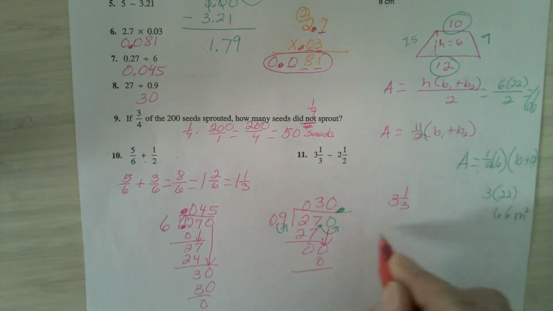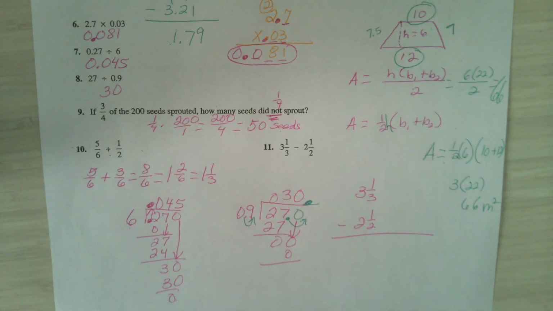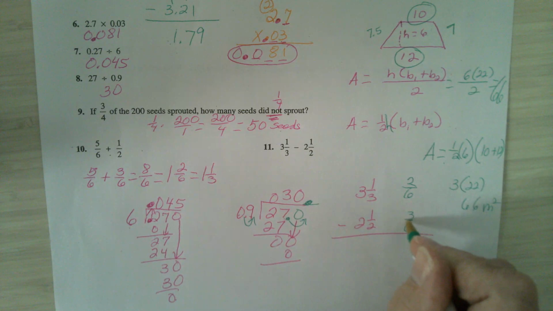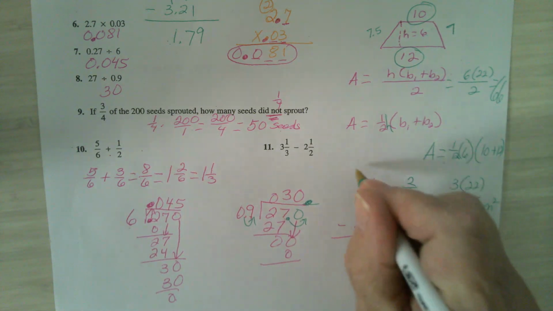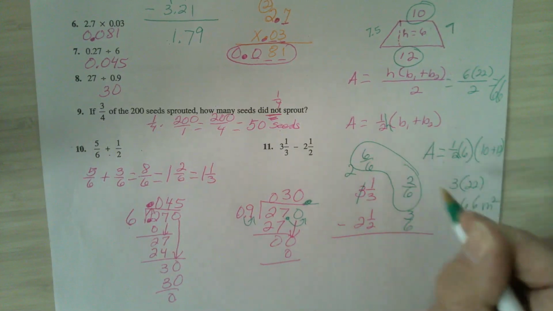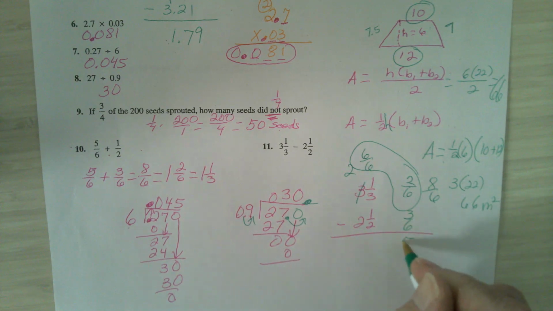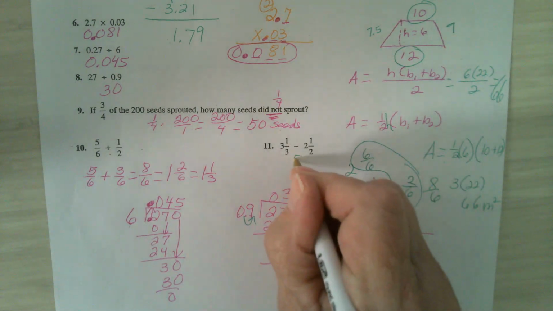3 1/3 minus 2 1/2. What's your common denominator between a 3 and a 2? 6. 2/6, 3/6. Oh no, 2 can't subtract 3. Help, help. And 3 says, I will help you. I will turn into 2 6/6. 6/6 plus 2/6 is 8/6. Minus 3/6 gives you the answer 5/6. And that's the answer for that problem.